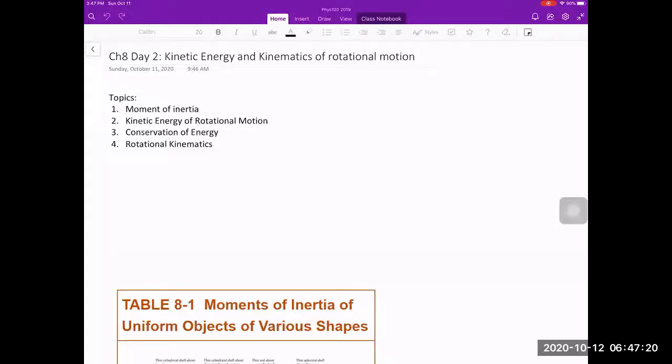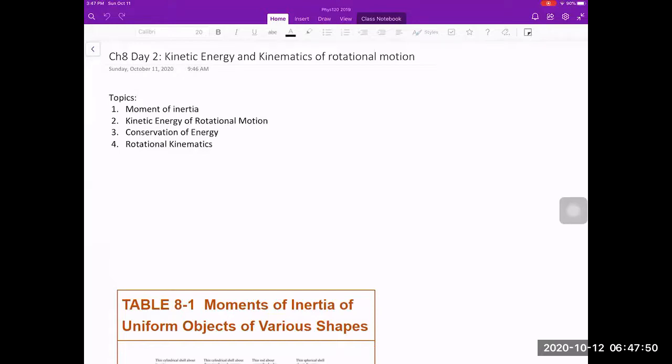All right, so let's look at the moment of inertia. As we said previously, inertia is a resistance to the change of state of motion. And for linear motion, which is motion along a line, this inertia is related to the mass. The more mass, the larger the inertia, which will make it harder to move or harder to change its state of motion.